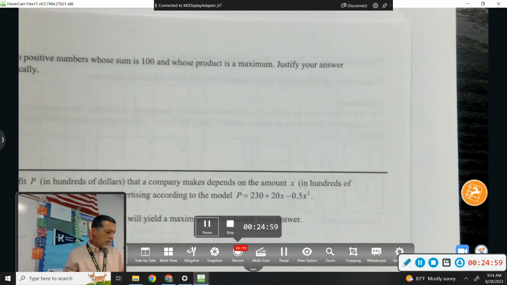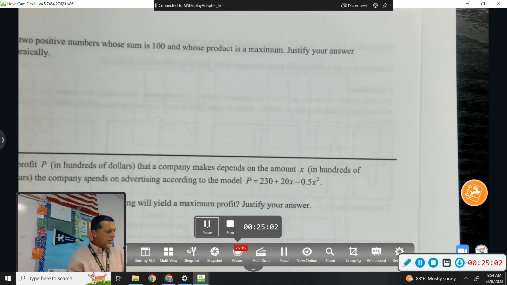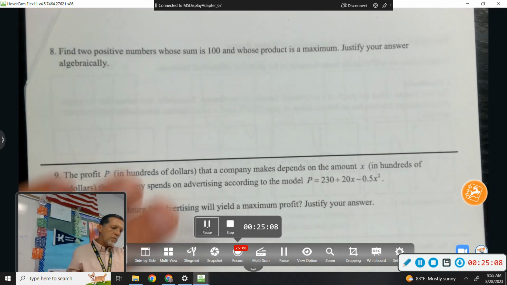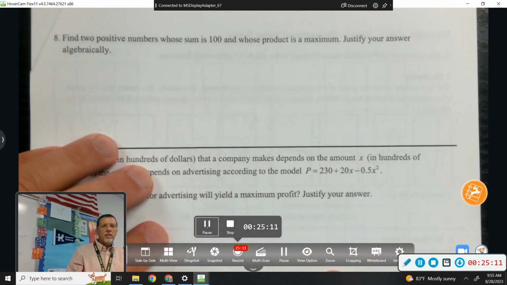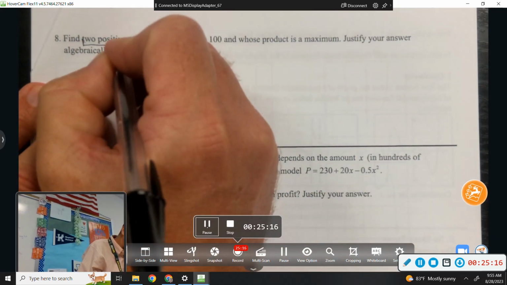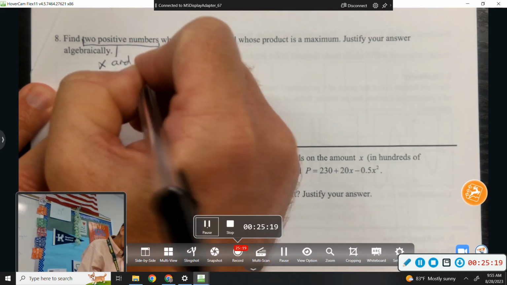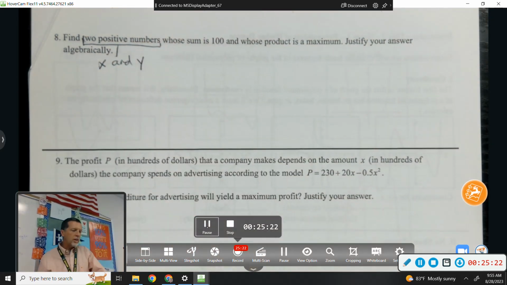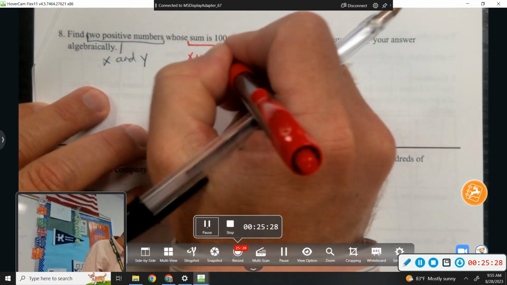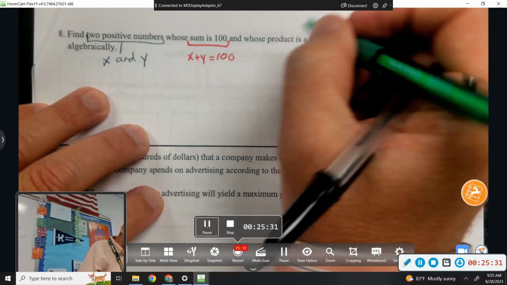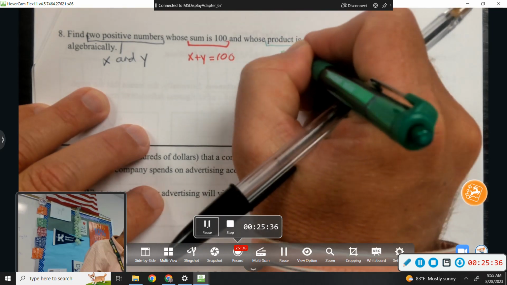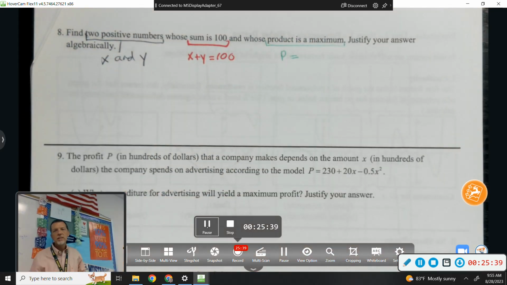All right, word problem. Find two positive numbers whose sum is 100 and whose product is a maximum. Two positive numbers. Okay, well, let's just start at the beginning here. Two positive numbers, x and y, whose sum is 100. X plus y equals 100. Whose product is a maximum. So I'm going to say P for product is x times y.